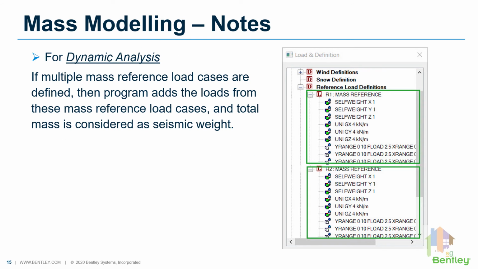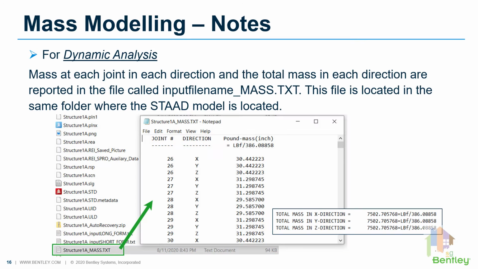If multiple mass reference load cases are specified, then the program internally adds all loads from all these mass reference load cases and the total load is used for the seismic weight. After dynamic analysis, you can find a file in the same folder with the same file name and extension mass.txt.